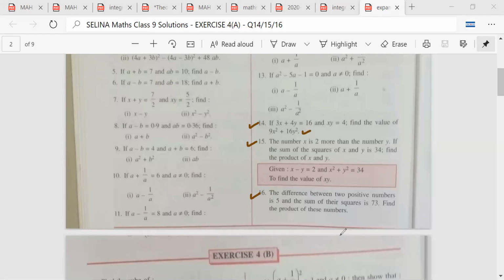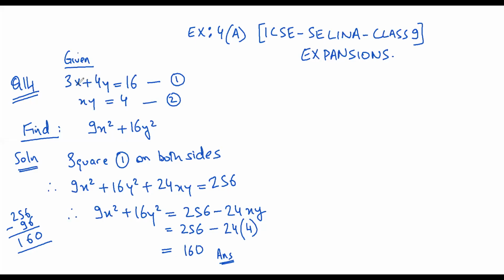So this is what is given to us. 3x plus 4y is equal to 16, xy is equal to 4. These two pieces of information are given to us, and what we need to find is 9x square plus 16y square. This is the unknown.